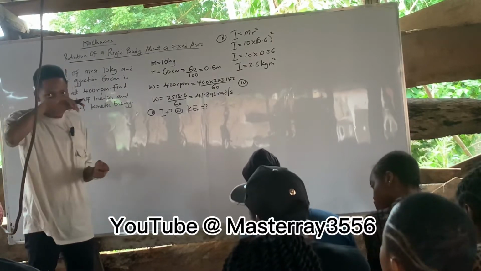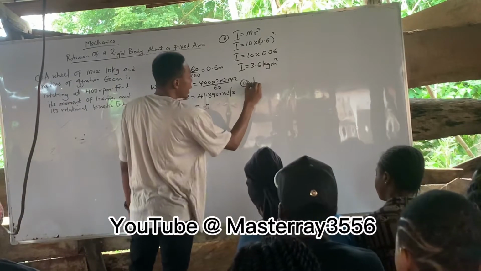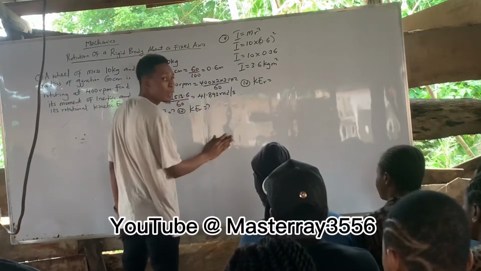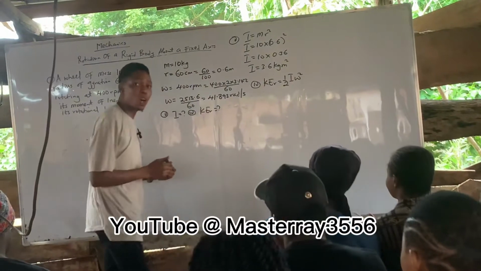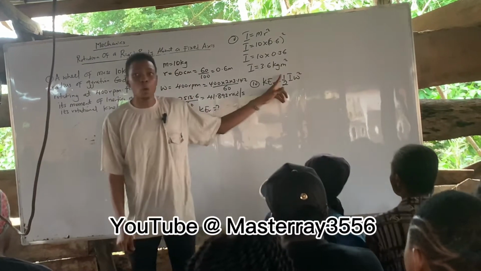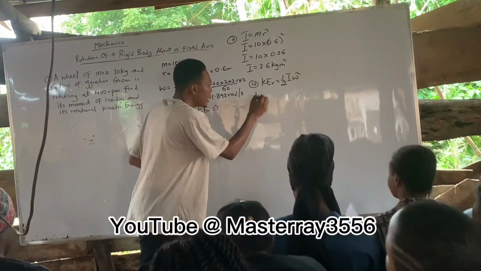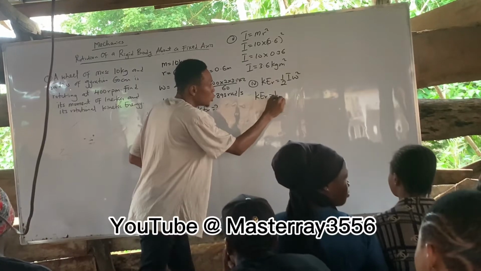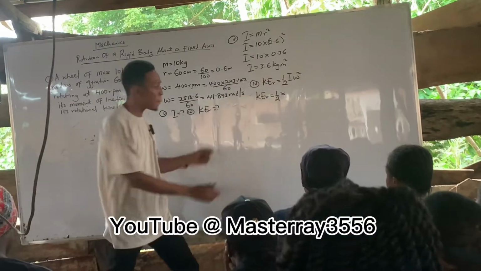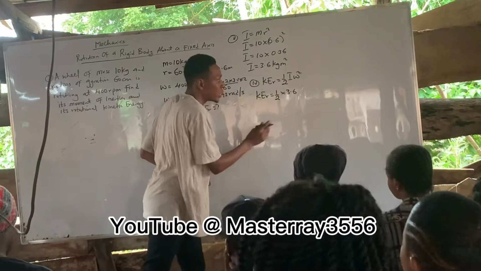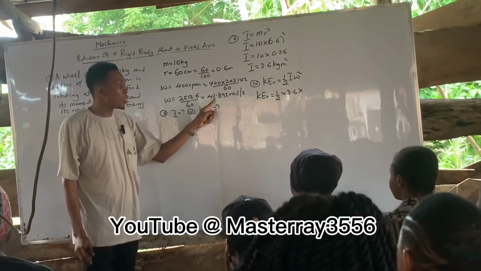rotational kinetic energy. I gave you just one formula for rotational kinetic energy. KER is equal to 1 over 2 I omega squared. Is it not? So our KER will be equal to 1 over 2 times the moment of inertia, 3.6, then times omega.